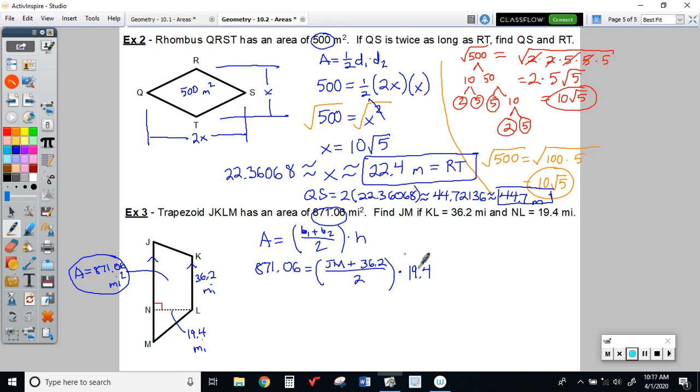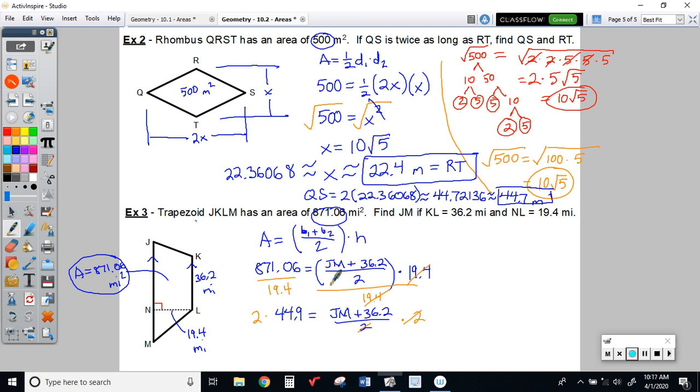So from here, how can we solve this? Well, we could multiply this 19.4 through to everything, but I think it's easier just to divide the whole thing by 19.4. If we do that, this will cancel with this, and that will be a lot easier to deal with. So we've got 44.9 is equal to JM plus 36.2 divided by 2. How can we get rid of the divided by 2? Multiply both sides by 2. So I'm going to do that next. That will cancel that out.